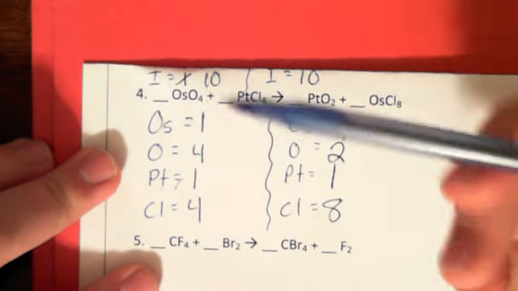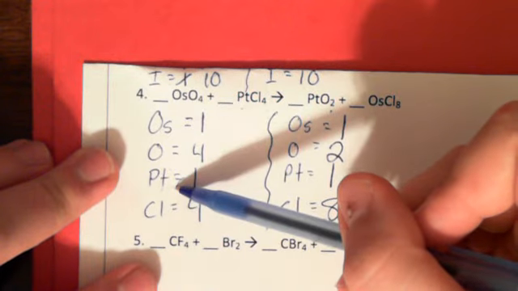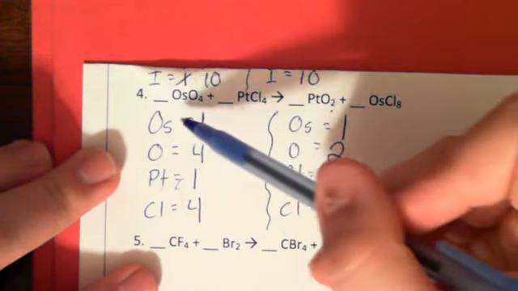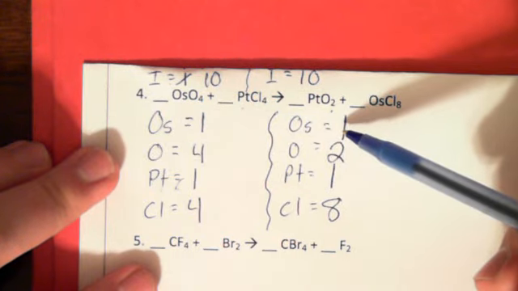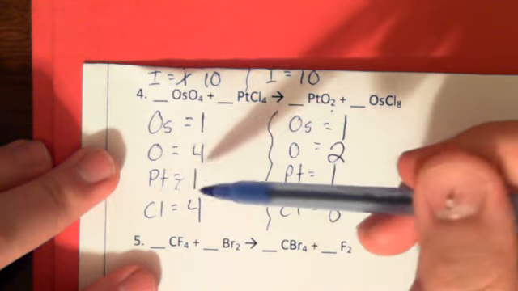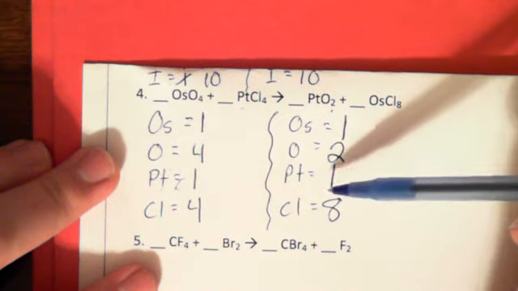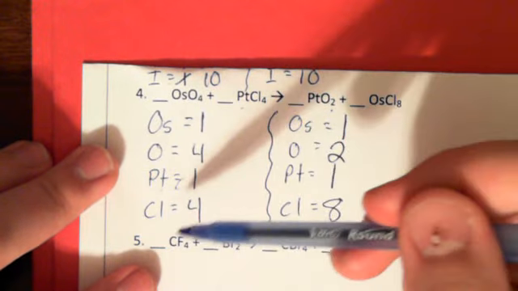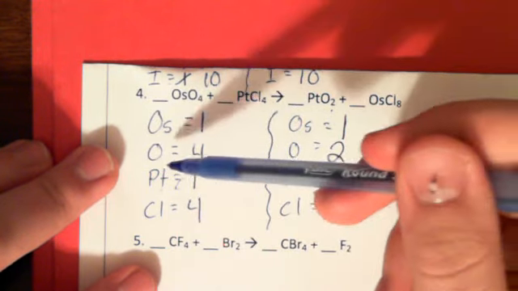Now I have my choice. Osmium and platinum are both metals on the periodic table. I can't start with the osmiums because they're both 1. Nothing I can do there. I don't want to touch these O's. Leave them alone. Platinums, normally I would start there, but again, even though they're metals, they're already balanced. I can't do anything. So I have to start with either the Cls or the O's.